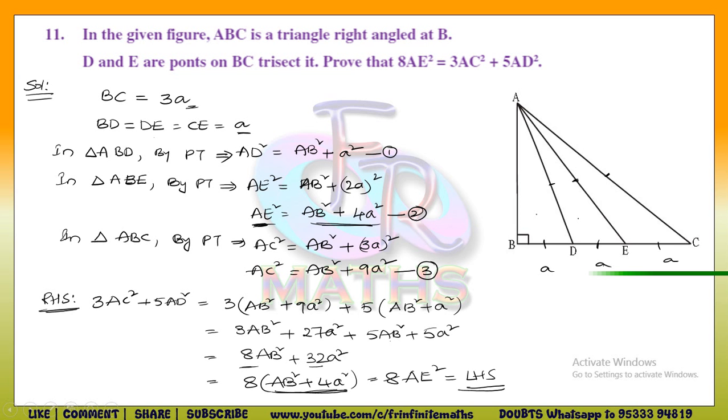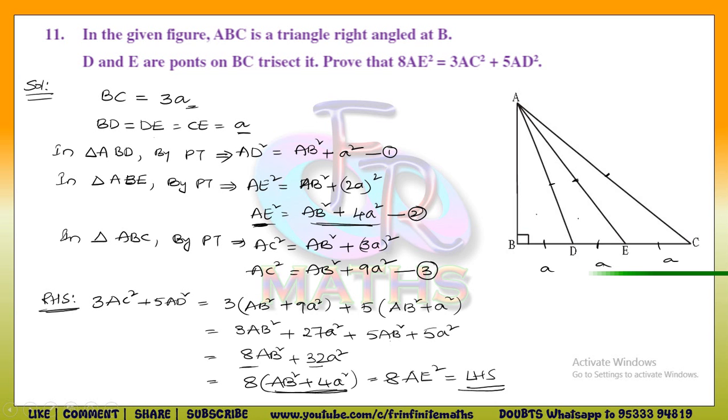So what he has given? BC side is being trisected by the points D and E. So for convenience, what we did? We have considered BC as 3A, then BD, DE and CE all are equal and they are equal to some A. Now considering Pythagoras theorem for each right angle triangle, we got 3 equations. And what we need to prove? We need to prove that 8 times of A square is equal to 3 times of AC square plus 5 times of AD square. So for that, we have considered the RHS and we have proved LHS.